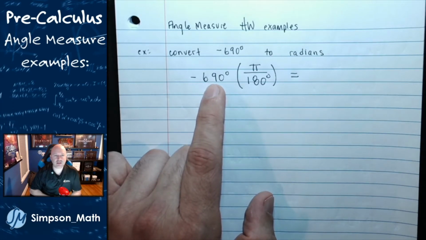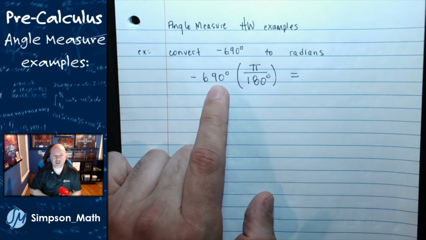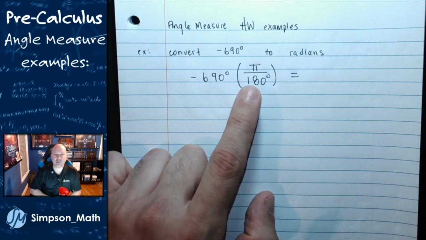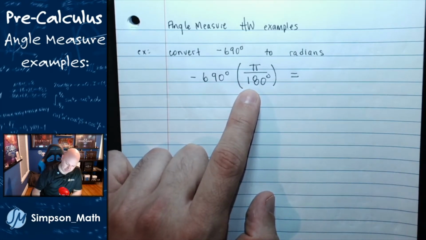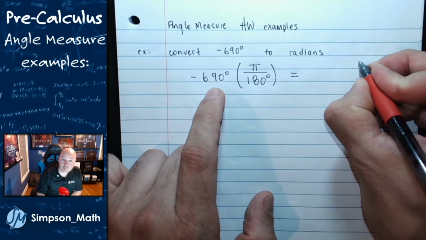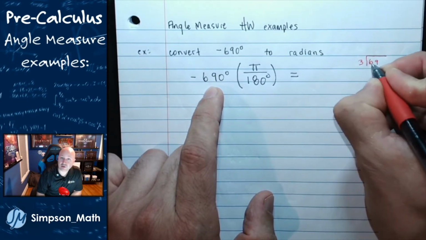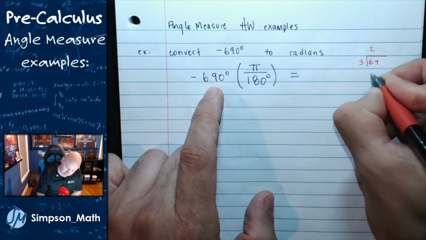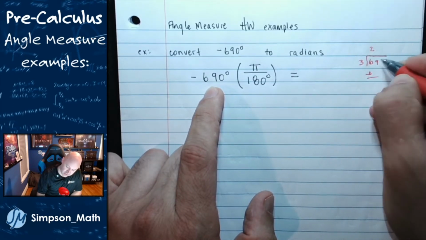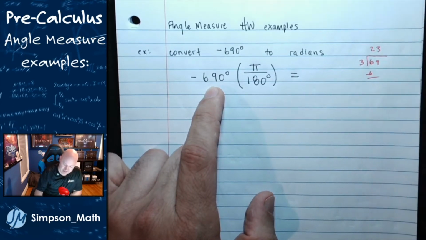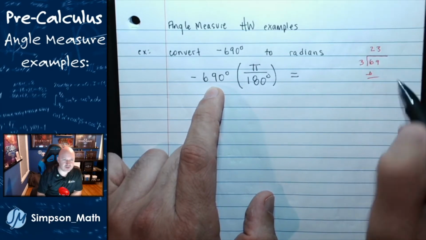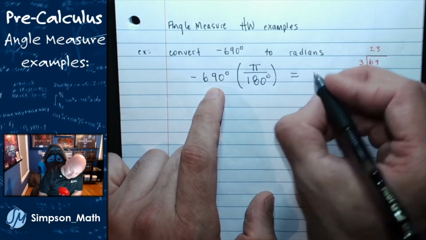69 divided by 3, that looks like 23, I think. And then 18 divided by 3 is 6. Let me just make sure about that. 3 goes into 69. 3 goes into 6 twice. 2 times 3 is 6. That goes evenly. 3 goes into 9 3 times. Yeah. So maybe if you need to do some arithmetic just to make sure, that's fine.